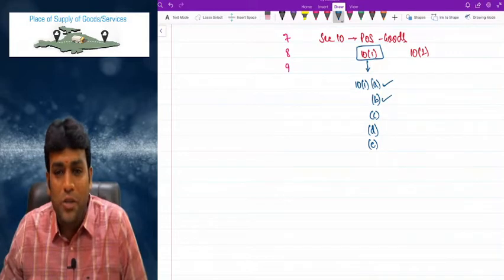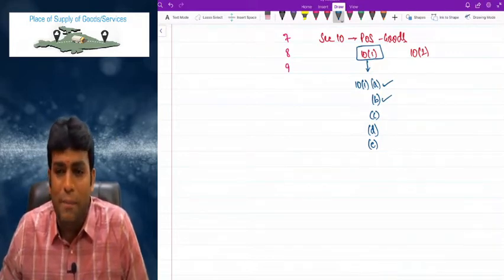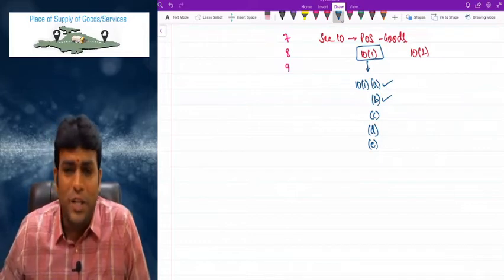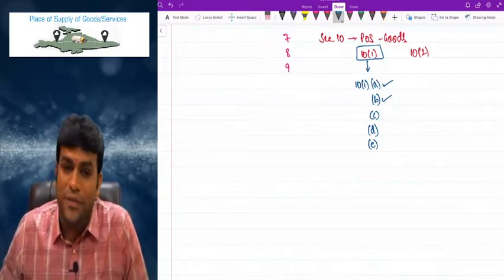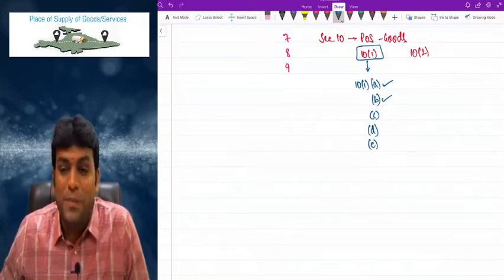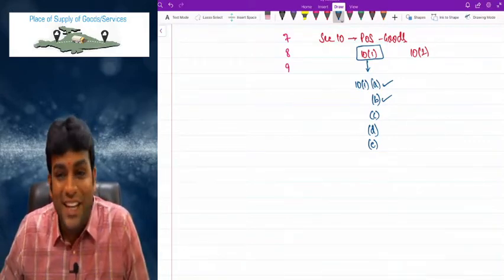And 10.1b talks about a case where goods are supplied by supplier to the recipient on the instructions of a third person, and the place of supply will be what, my dear friends? Principal place of business of such third person.